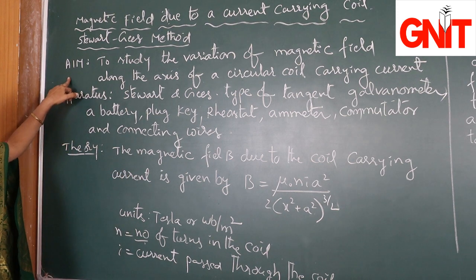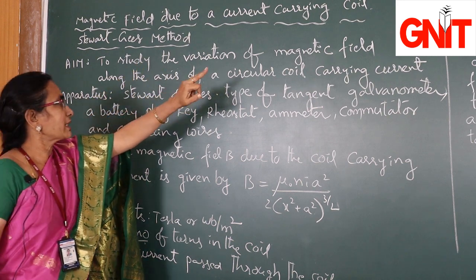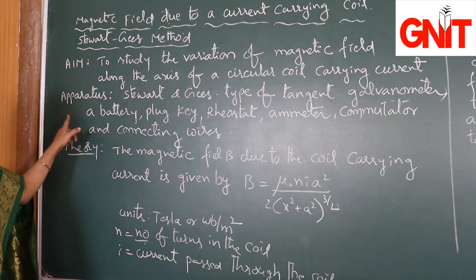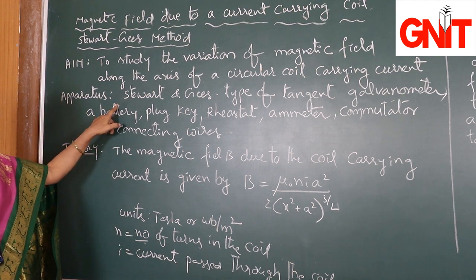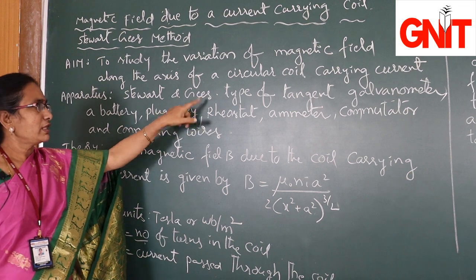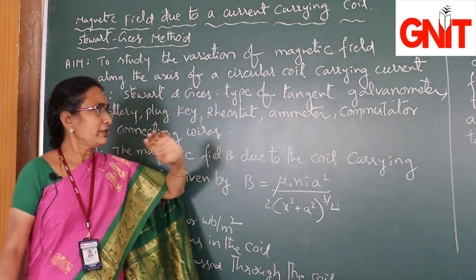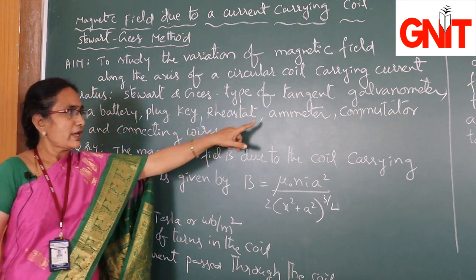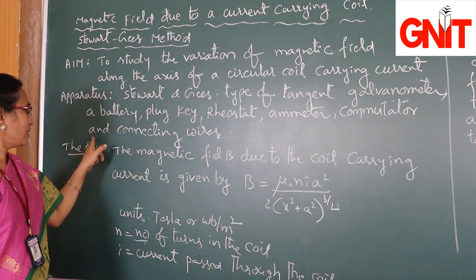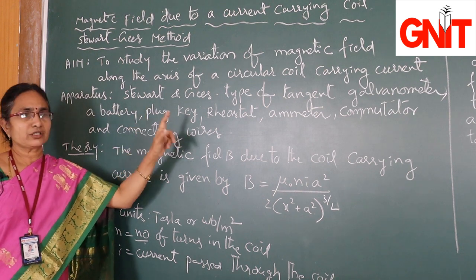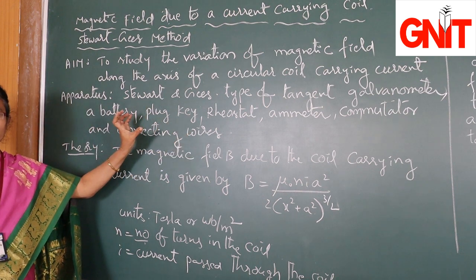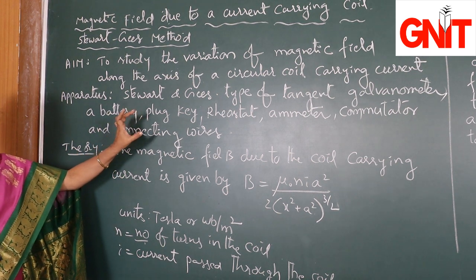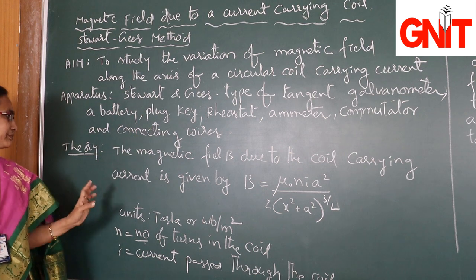The aim of the experiment is to study the variation of magnetic field along the axis of a circular current carrying coil. The apparatus you require is a Stewart apparatus, a Stewart type tangent galvanometer, a battery, a plug key, a rheostat, an ammeter, a commutator and connecting wires. I will show you each of these instruments while explaining the experiment and when we take the readings. For now you need not worry about what they look like.